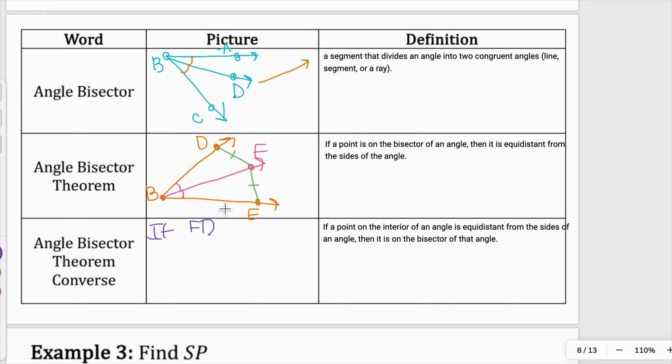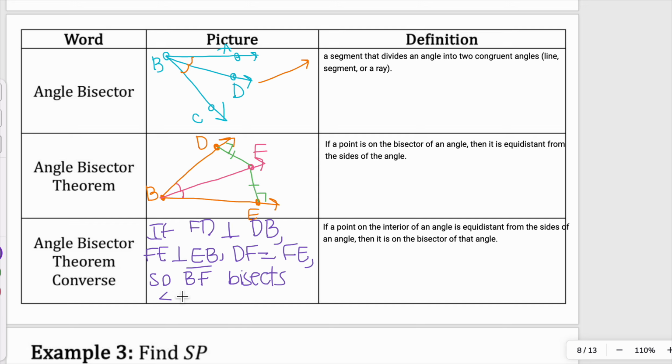FD is perpendicular to DB, so we're going to show perpendicular lines here, okay, and FE is perpendicular to EB, so that means the distances we're showing are true. Then DF can be equal to FE, so BF bisects angle DBE.